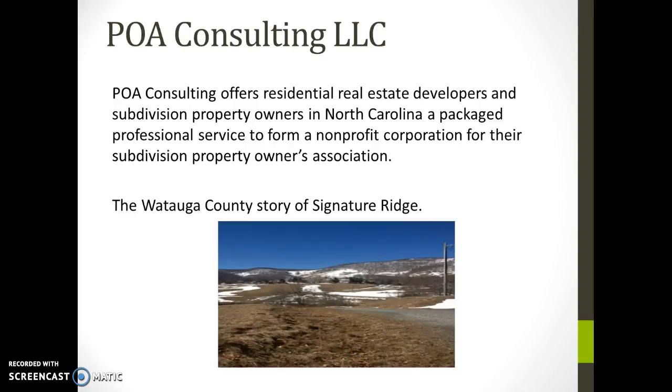The way this business concept came about is there's a subdivision in Watauga County, North Carolina called Signature Ridge. Signature Ridge was developed right before the recession, and the developer sold one lot, and then the recession hit and the real estate crash followed. The bank, or the lender, BB&T, foreclosed on this developer and the Signature Ridge subdivision.